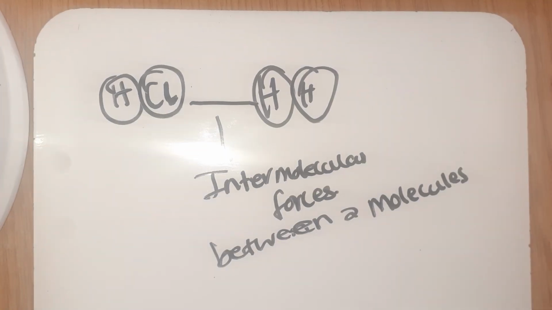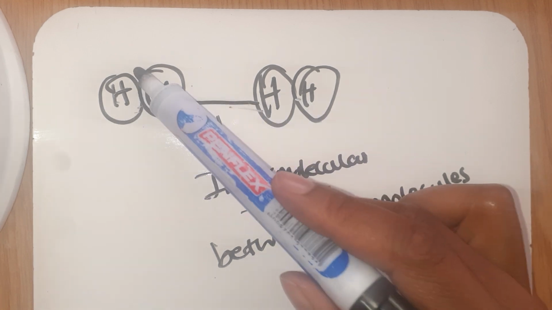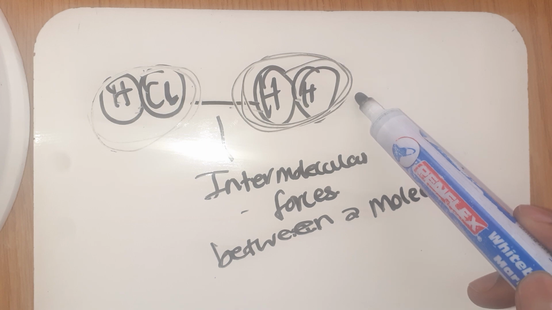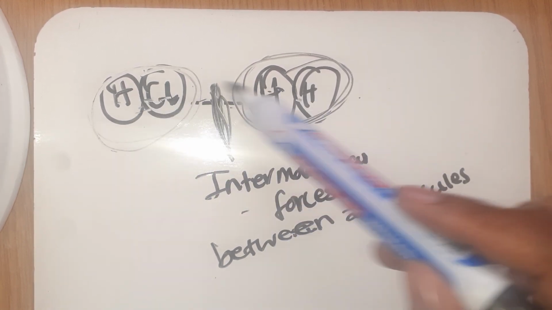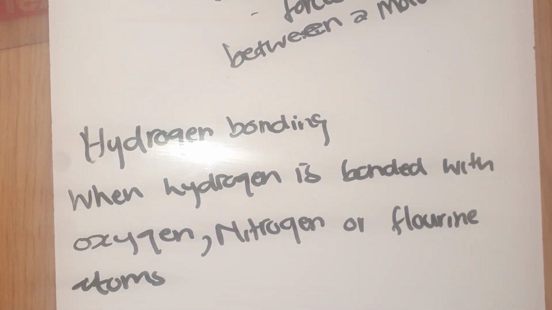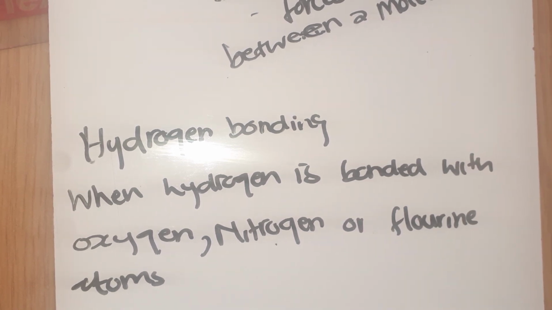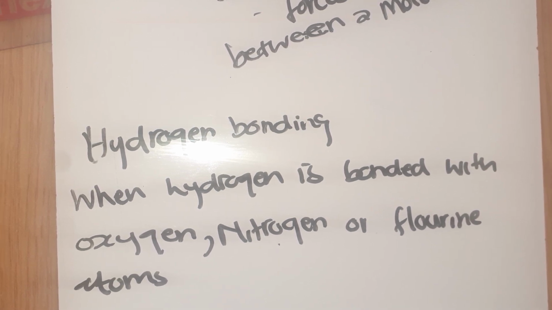So before we close this video, I forgot to say that intermolecular forces are forces between two molecules. So this is a molecule, this is also a molecule. So we are trying to separate the bonds between these two molecules. And hydrogen bonding is when hydrogen is bonded with oxygen, nitrogen, or fluorine. If you look at the periodic table, they are right next to each other, so they make a very strong bond that is very, very difficult to break. You will need high temperatures to break this.